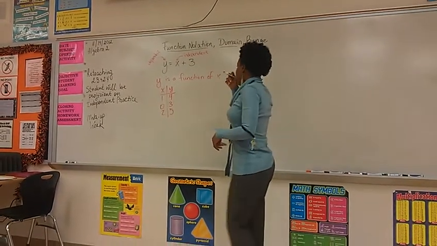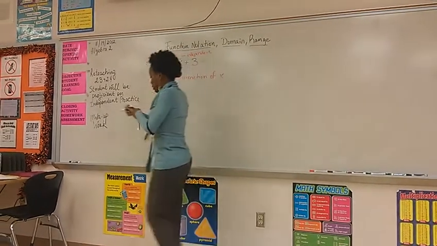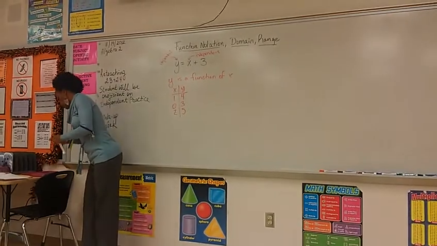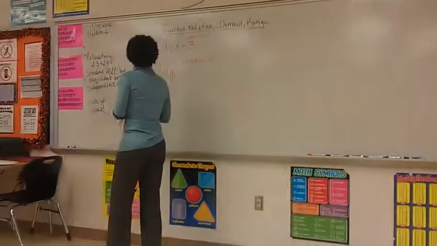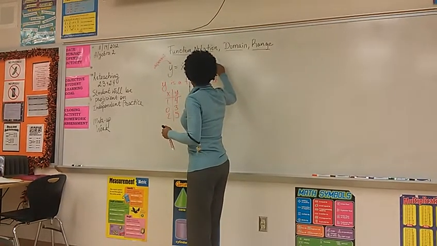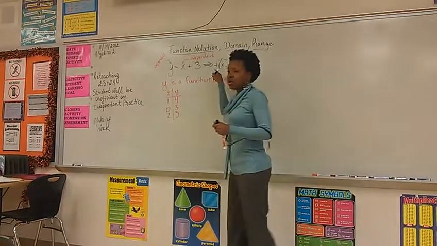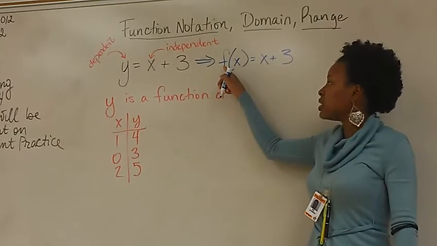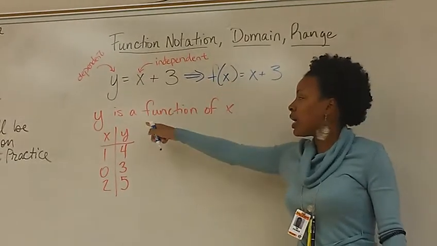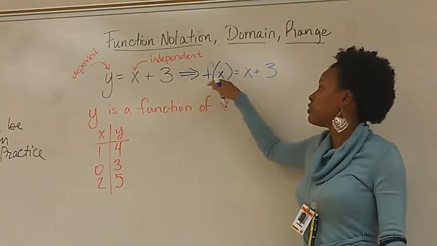So, another way of writing this equation is in what we call function notation, which instead of writing a y, they say f of x equals x plus 3. Raise your hand if you've seen that before. Okay. F of x equals x plus 3. All this means is a function of x. Because we said y is a function of x, right? So instead of writing y, you can write function of x or f of x.